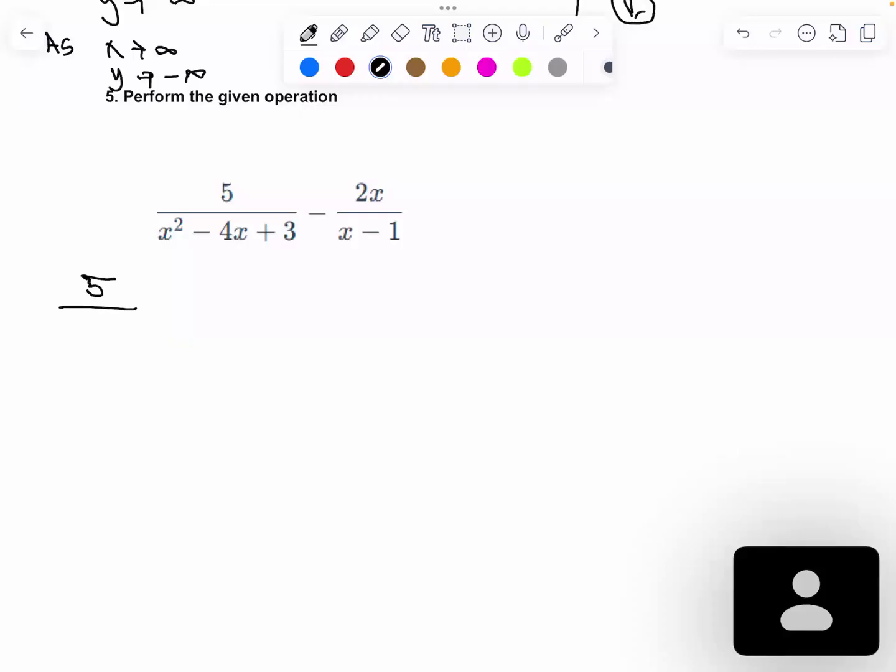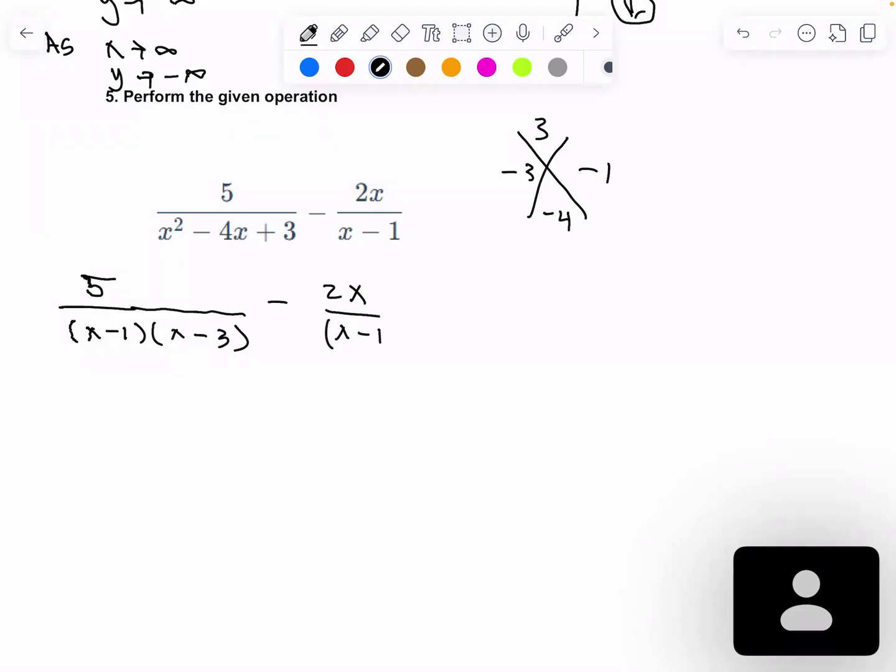All right, so I can use the x method on the bottom. I have 3 on top, negative 4 on bottom. I'm looking for two numbers that multiply to 3 and add to negative 4. They have to both be negative if they multiply to a positive and add to a negative. And my answers are 3 and 1, because negative 3 times negative 1 is positive 3. Negative 3 plus negative 1 is negative 4. So this would factor as x minus 1, x minus 3. And then this one is x minus 1.